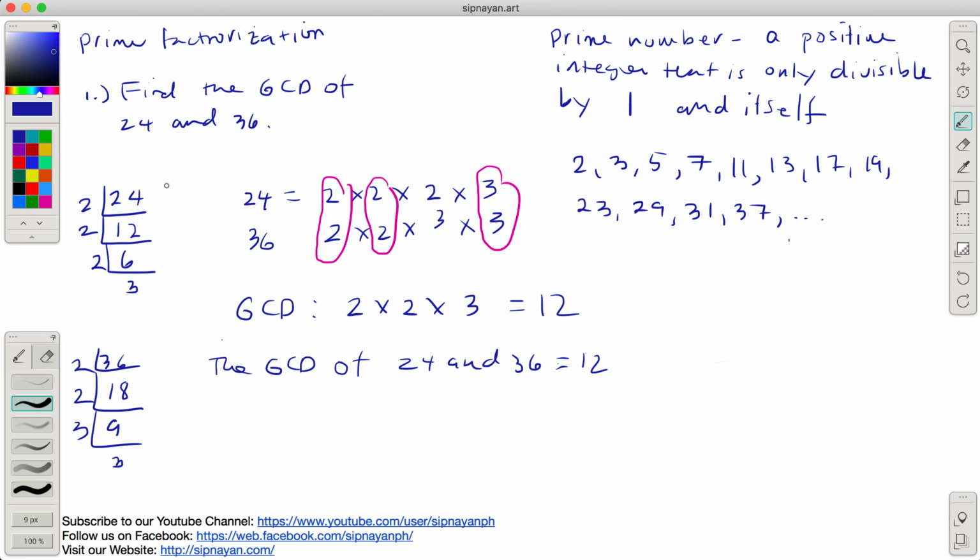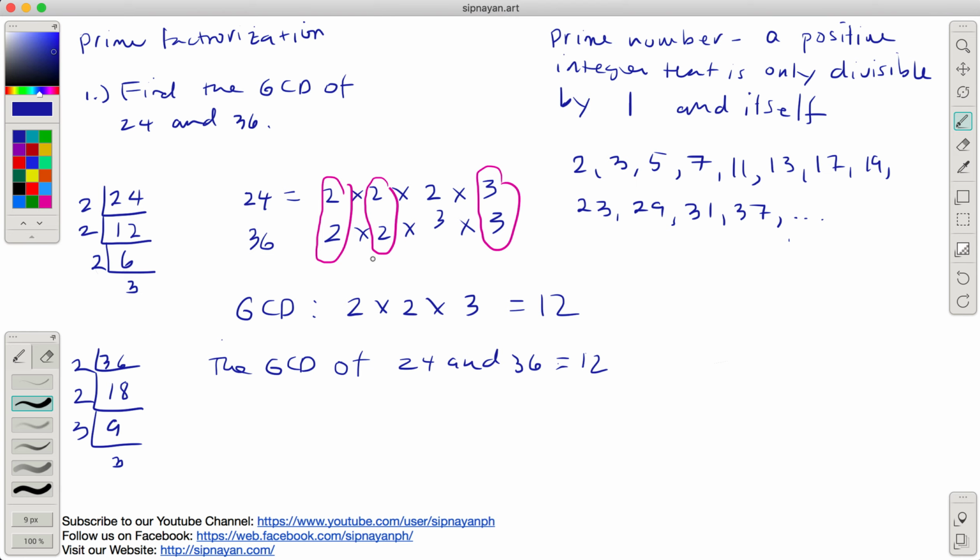So paano isa-summarize yun? Kunin mo yung number, tapos kunin mo yung prime factorization by continually dividing, no? By prime numbers. Pag nakita mo na puro prime na, saka mo i-multiply, no? Mas maganda kung in increasing order, no? Later makikita niyo yan bakit mas maganda na i-arrange siya na naka-increase. Mas madali niyo makita yung common, no?